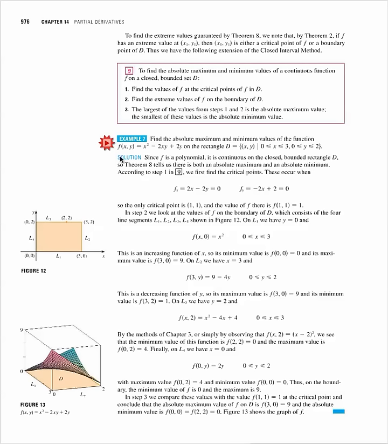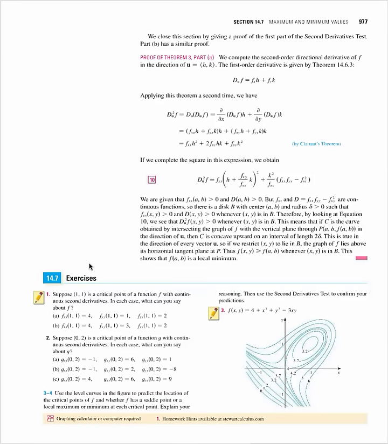And example 7 is a really, really great example. I especially like the discussion here of what happens along the boundaries of the domain D. So you should pay really, really close attention to this example. It's pretty instructive. And that ties together the section.